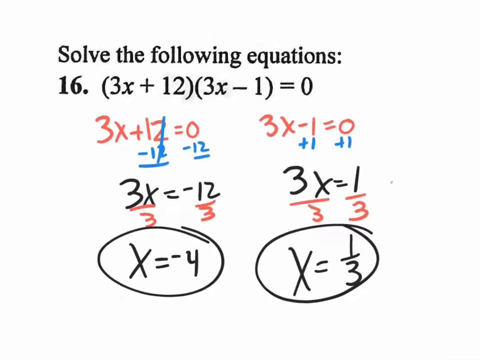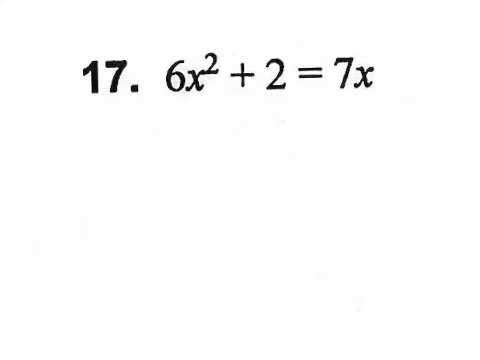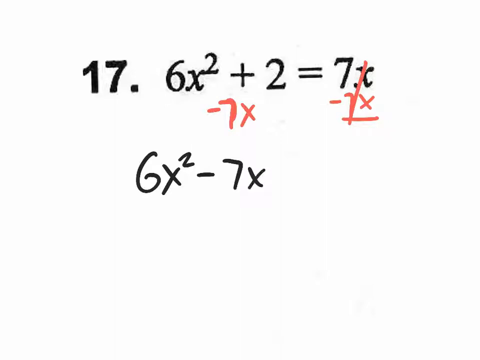Let's move on to number 17. Now number 17, it is an equation. You do want to use the zero product property, but in order to do that, you need to first have it set equal to 0. So let's subtract 7x, which you can't really subtract from 6x squared or from the number 2, which is why we're going to rewrite it. 6x squared minus 7x plus 2 equals 0.